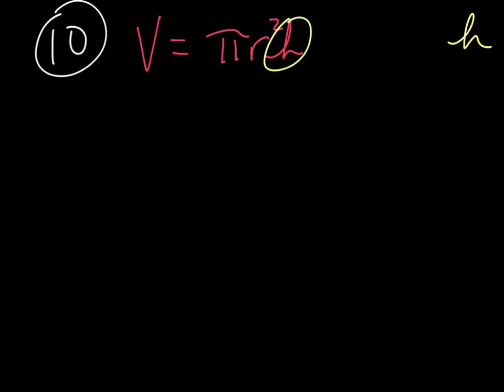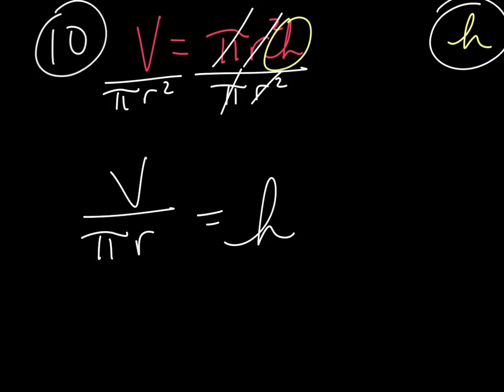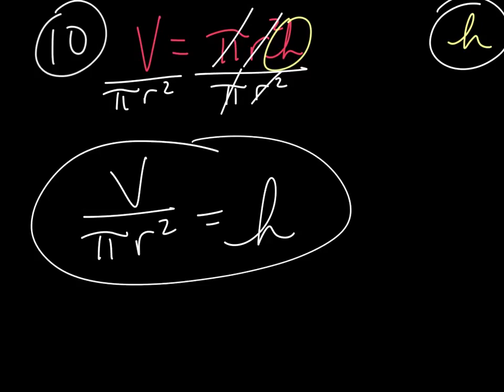On number 10, we're going to solve for the h. Now, it's one term, so we're going to divide by pi r squared on both sides. And what you're left with, the pi's cancel out, the r squares cancel out, and you're left with h equals volume divided by pi times the radius squared. See, now as you start to move through this, it becomes a little easier. You'll see some of the steps repeat itself.